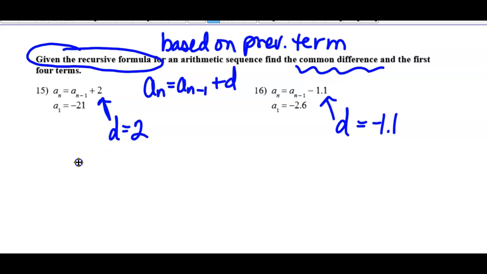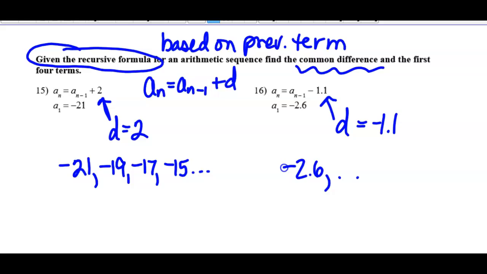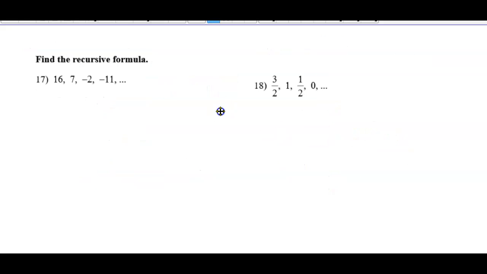Well, I'll do one of these, but this one tells you the first term is negative 21, and then you're supposed to keep adding 2, adding 2, adding 2. Okay, you guys could do this one. You'd start with negative 2.6, and then you keep adding 1.1. Or subtracting, sorry, because the difference is negative.